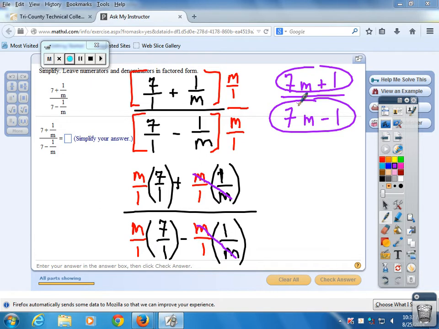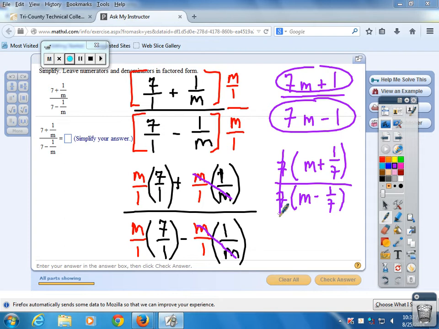Now, how can you get them canceled? You can get them by factoring out a 7. Now, some of you close your eyes because it's going to cause a fraction. 7 times M plus 1/7 over 7 times M minus 1/7.